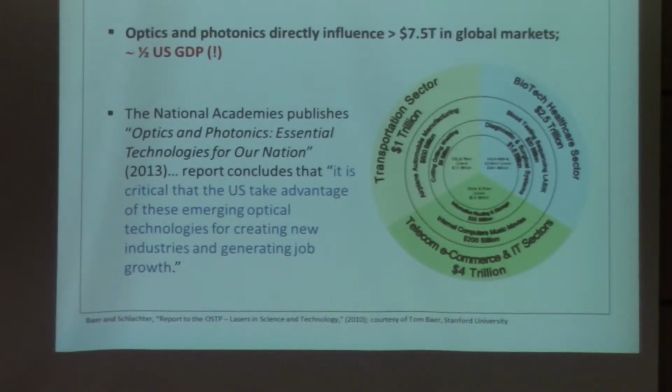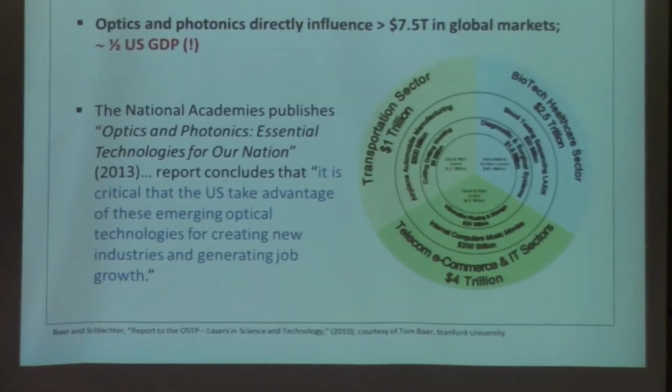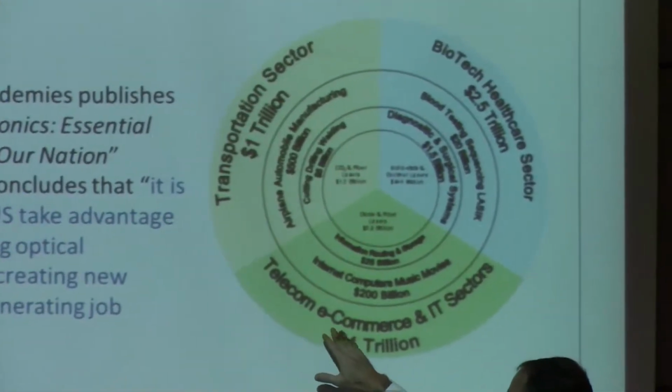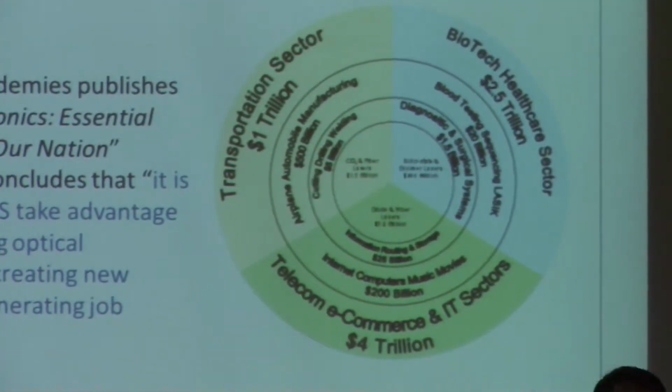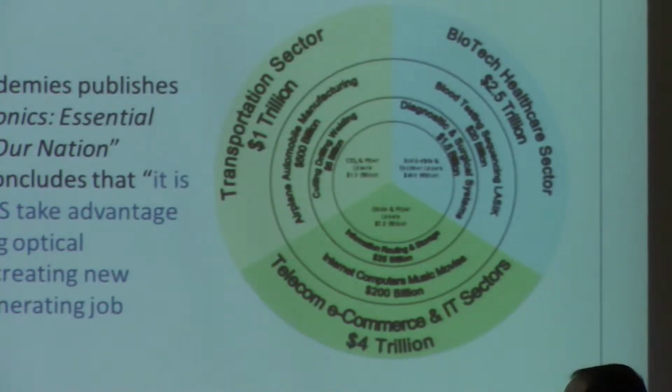It breaks down, as you can see, into three generalized categories. There's light as relates to bio and health. That's kind of a big sector. There's light as relates to the things you're probably more familiar with: telecommunications, optical fiber, things like that, e-commerce, information technologies. That's the biggest of the three sectors.